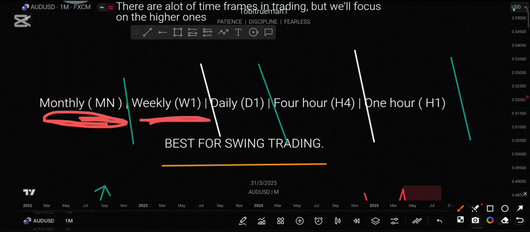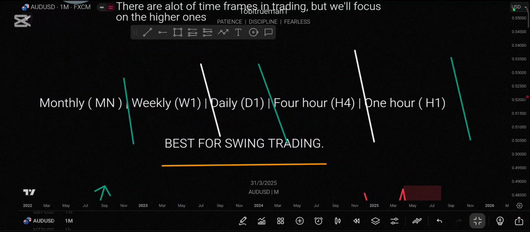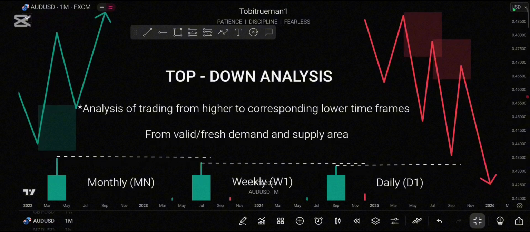Now, when we see it on the daily time frame also, on the 4 hour and on the 1 hour, that is just how we'll be analyzing it. It's called top-down analysis, coming from the monthly to the weekly, to the daily, to the 4 hour, to the 1 hour time frame, just to make sure that we are doing everything accordingly.